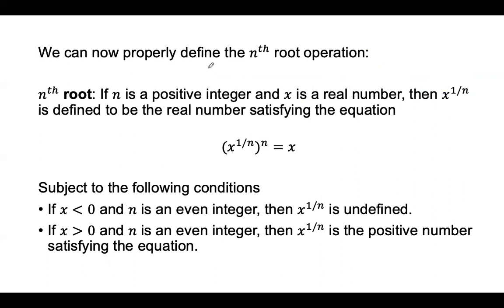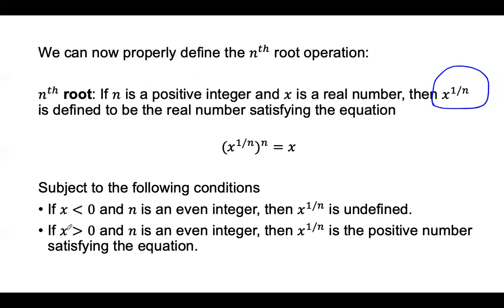So we can now properly define the nth root operation. So the nth root, if n is a positive integer and x is a real number, then x to the power 1 over n is defined to be the real number satisfying this particular equation, which makes sense. So what's the next part? So it's defined by this, and it's subject to these following conditions that we kind of know, but they're a little tricky.